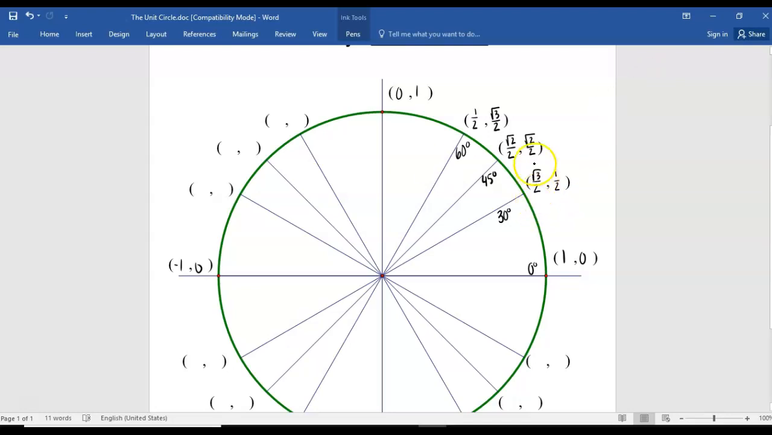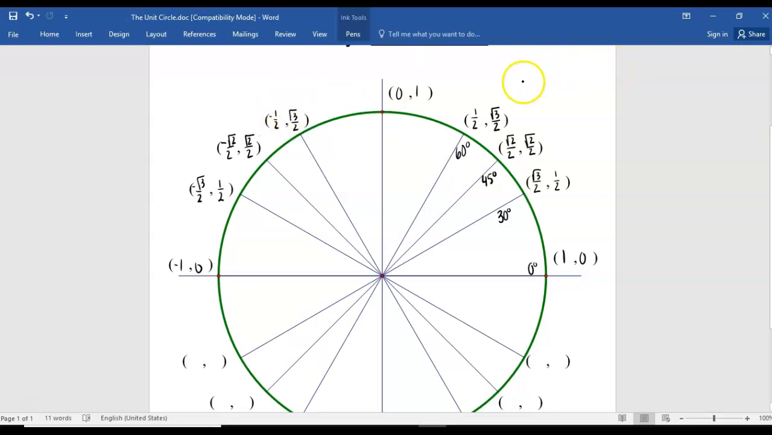Because if this point is square root of 3 over 2, 1/2, if I flip over to the left-hand side here in that second quadrant, then I'm still going to have the same coordinates, except I'm going to have a sign change. Which sign is going to change? Right, negative square root of 3 over 2 and 1/2. And then the square root of 2 over 2 is going to switch over here. Negative square root of 2 over 2 and positive square root of 2 over 2. And in this one, I'll have negative 1/2, square root of 3 over 2.